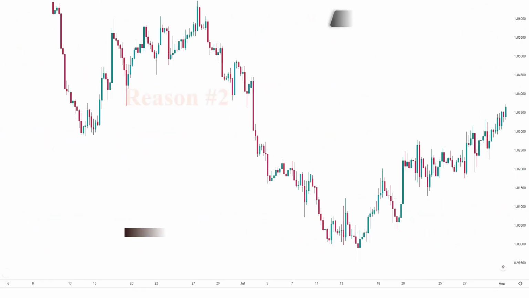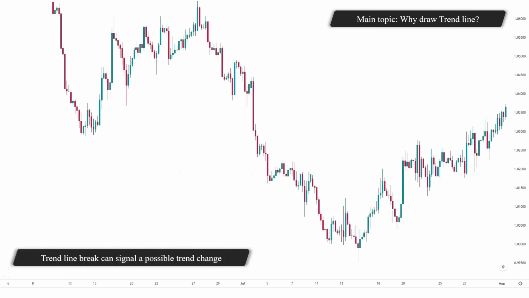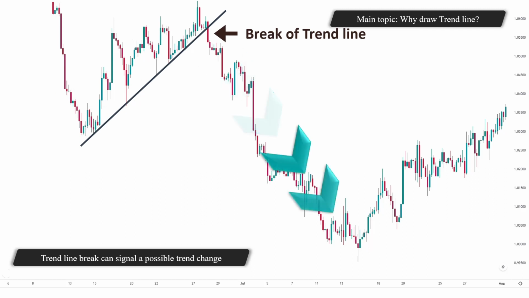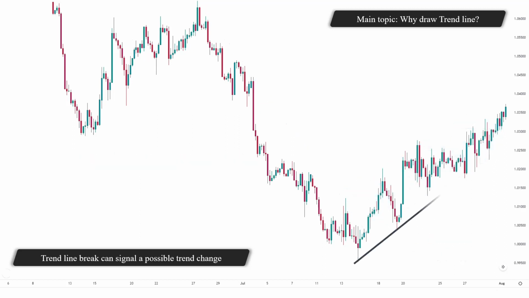The second reason we draw trend lines is that breaking a trend line can signal a possible trend change. Now here at the top, we had an uptrend for a while. We had our trend line placed along the bottom of the uptrend. Once the price breaks this trend line, it shifts from an uptrend to a downtrend. Again, once this downtrend starts, we put a trend line above the swing highs. And once the price breaks this trend line, it changes from a downtrend to an uptrend.